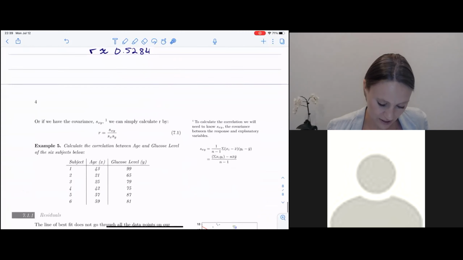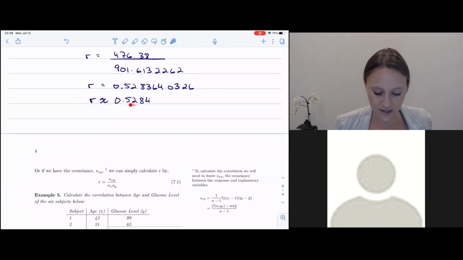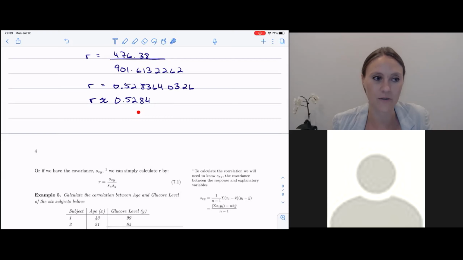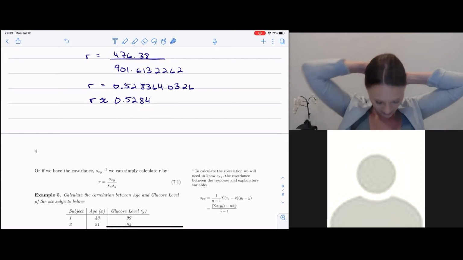Okay, so good. So this looks like a not very strong relationship. There's probably something going on there, but there are definitely other factors that are coming into play for the glucose level, not just the age, right? So that's what that's telling us.